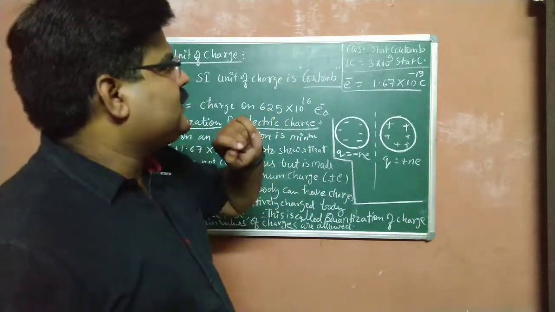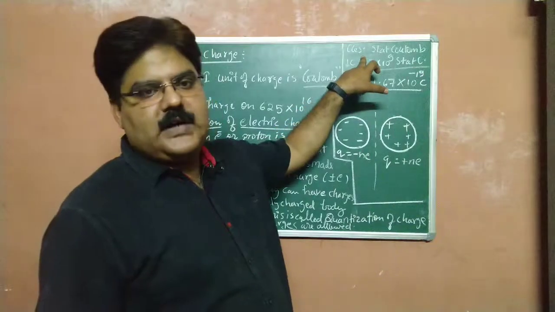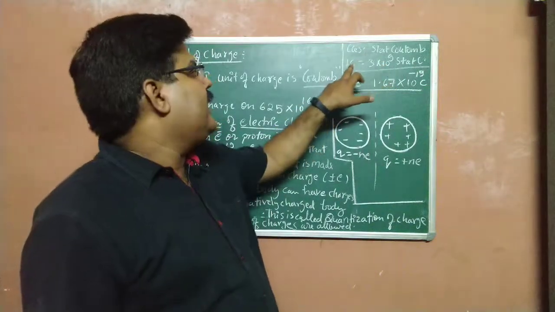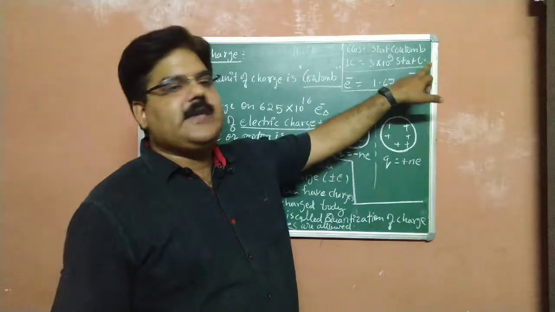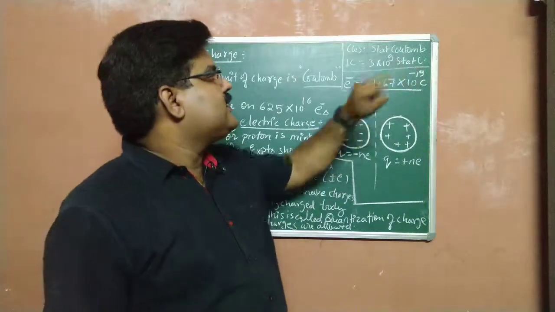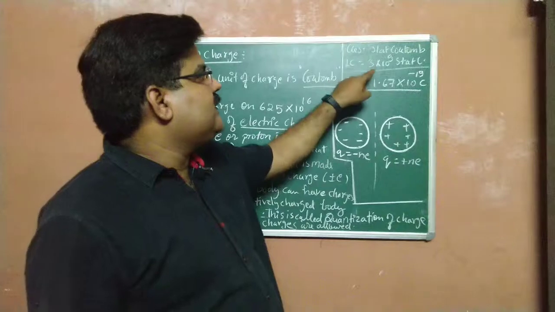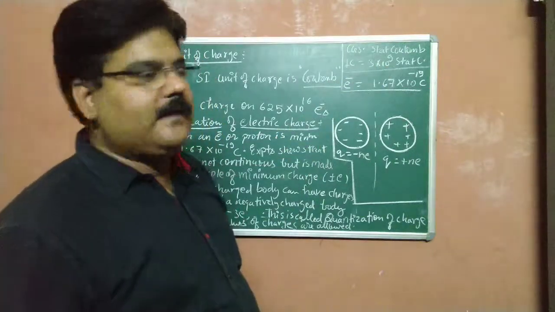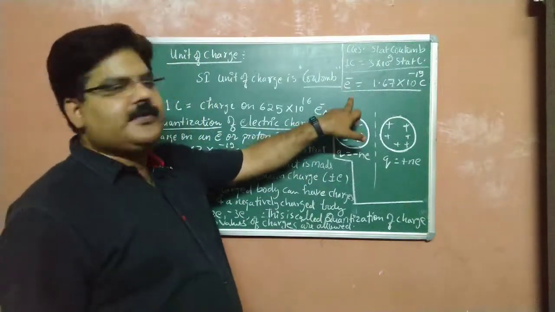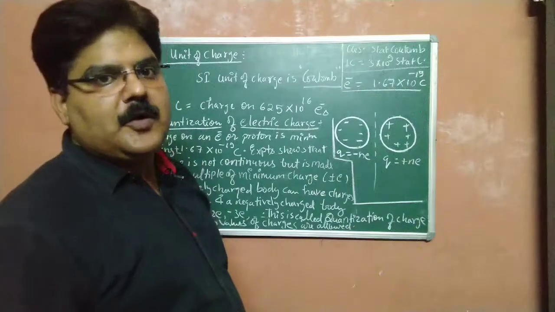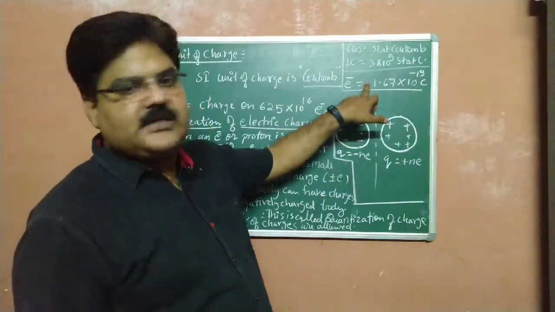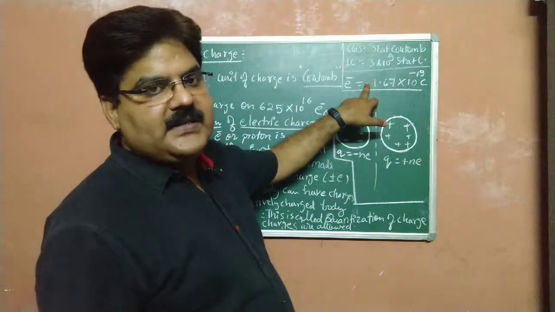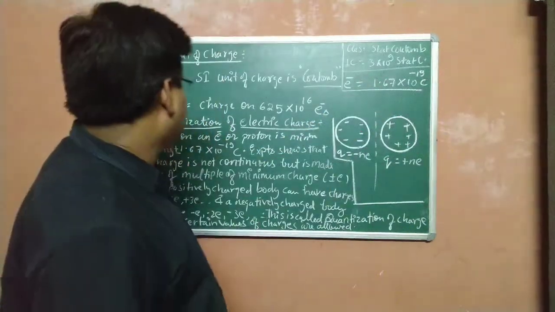The CGS unit of charge is the statcoulomb, and in 1 coulomb there are 3 into 10 to the power 9 statcoulombs. So this is the relation between the CGS and SI units of charge. The charge on the electron is 1.6 into 10 to the power minus 19 coulomb. If it is an electron, it comes with a minus sign, otherwise a plus sign.